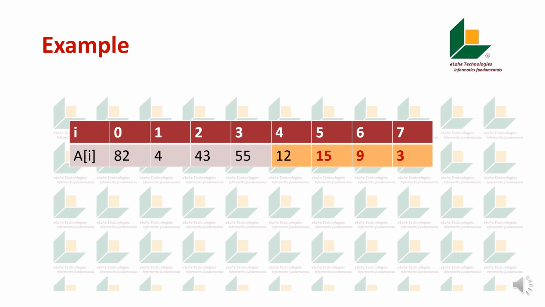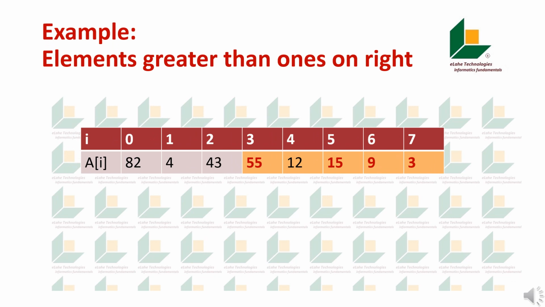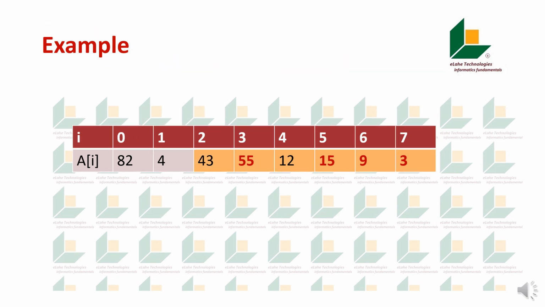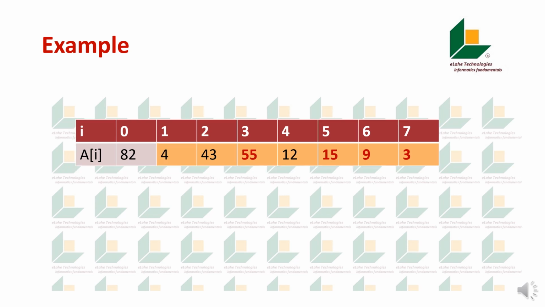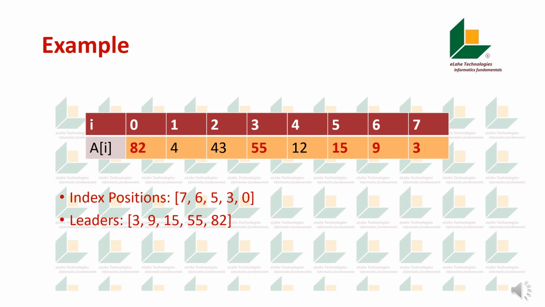The next element is 12, and 12 is less than 15. Hence 12 is not a leader. The next element is 55, which is a leader, since 55 is greater than 12, 15, 9 and 3. The next element is 43, which is not a leader. The next element is 4, which is not a leader. The next element is 82, which is a leader. 82 is greater than 4, 43, 55, 12, 9 and 3.